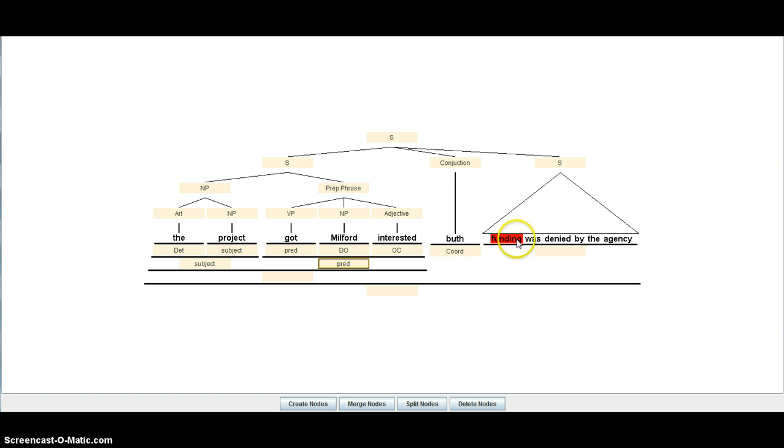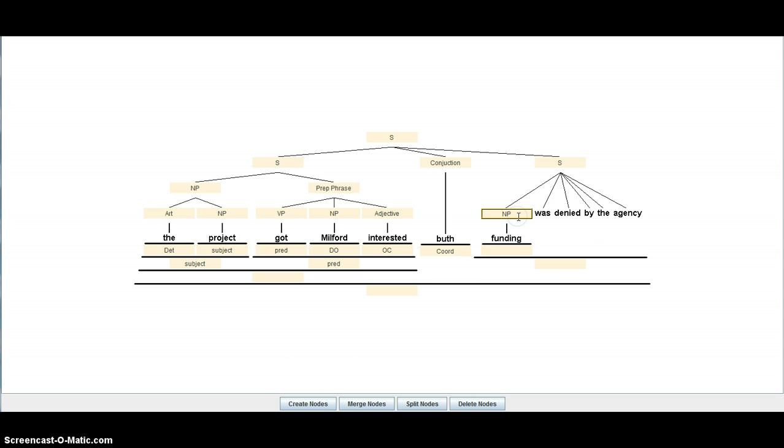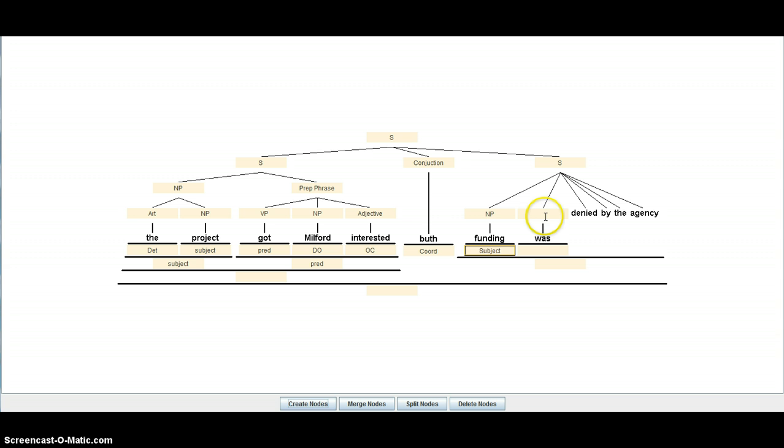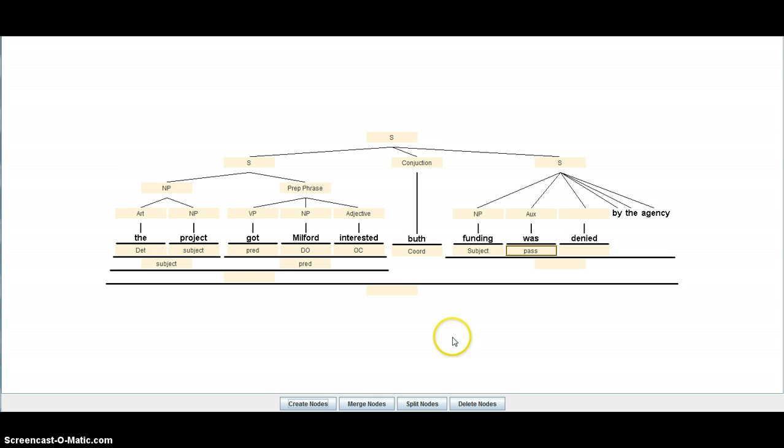Now we go over here. Funding was denied by the agency. Now we have a passive. So let's take care of the subject first. Here's the NP. It's the subject. Now we have was denied. So this was is an auxiliary, but it's a passive auxiliary because it sends en to the lexical verb. This is the lexical verb denied. It's the verb. It's the predicate.